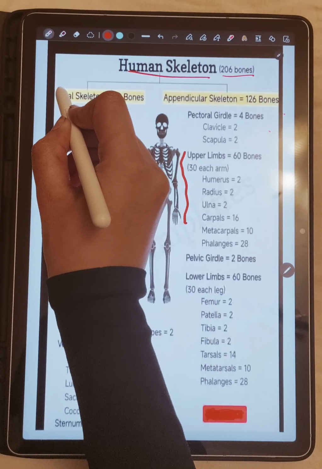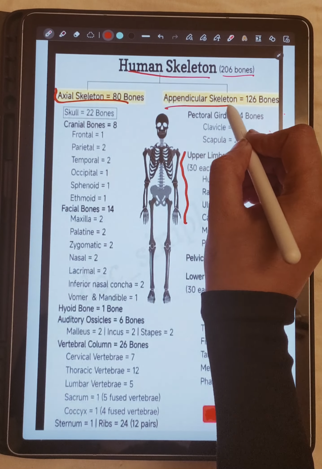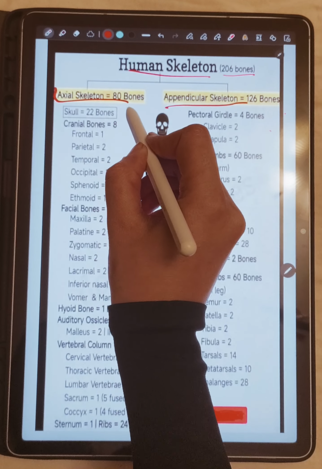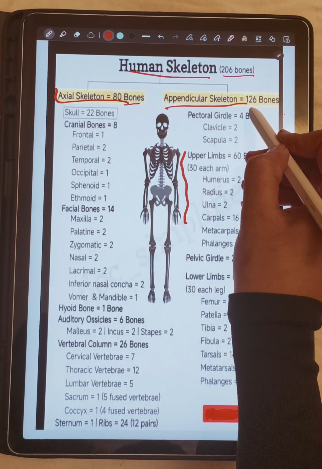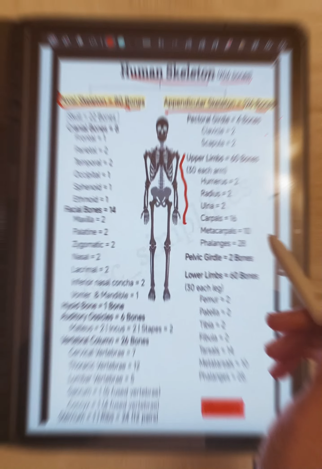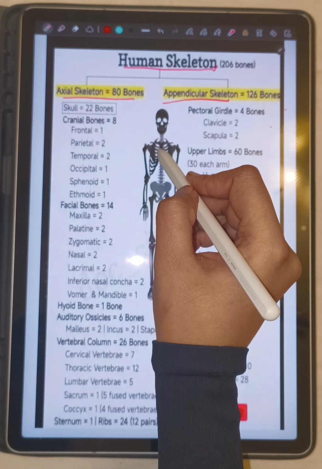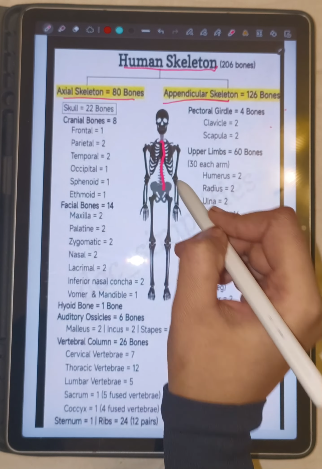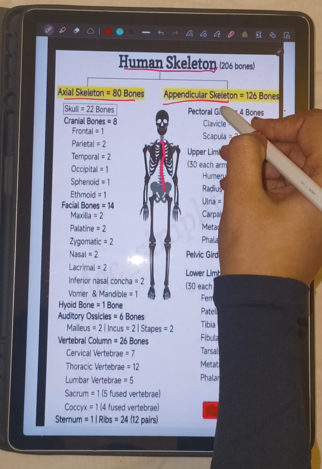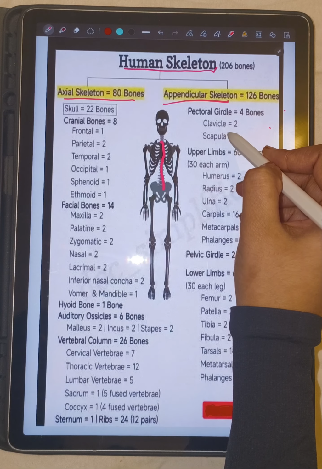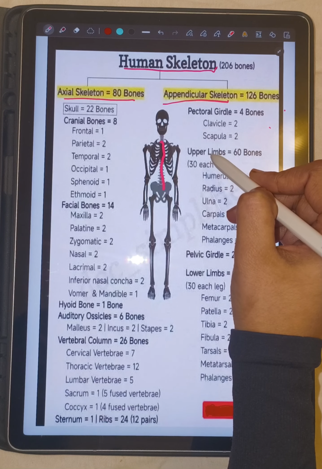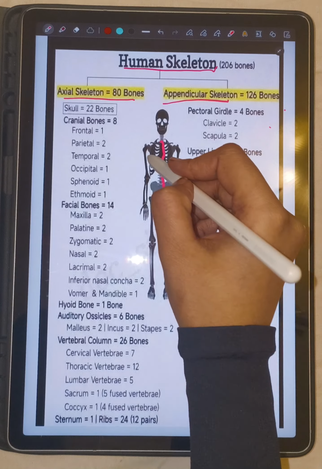It is mainly divided into the axial skeleton system and the appendicular skeleton system. The axial skeleton system consists of 80 bones. The appendicular skeleton system consists of 126 bones. The axial skeleton system is the central core of the body skeleton that forms the long axis. Next, the appendicular skeleton system means the part of the skeleton that consists of the limbs and the bones that attach them to the axial skeleton.